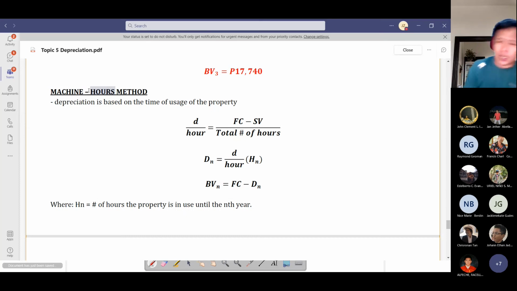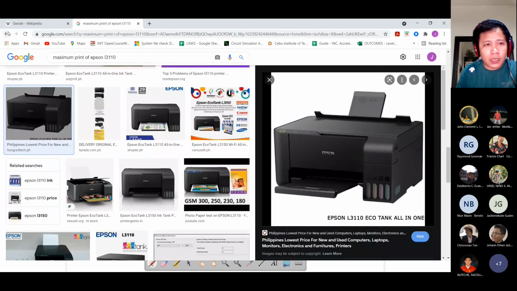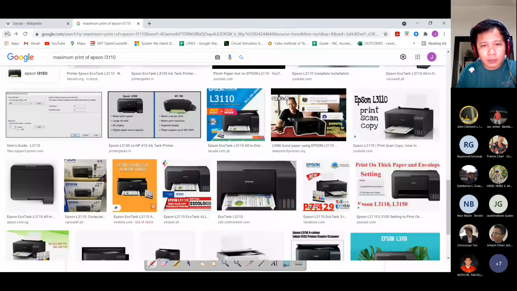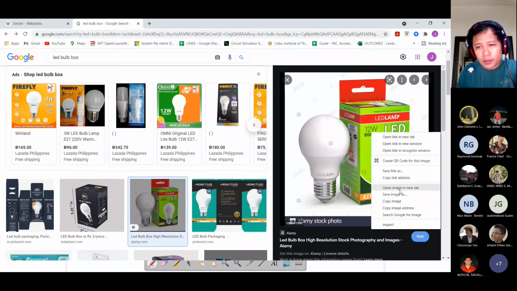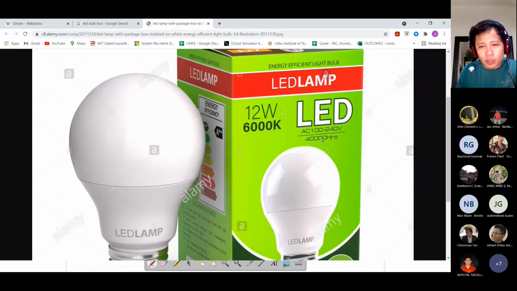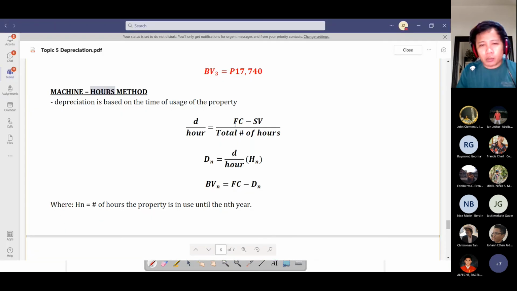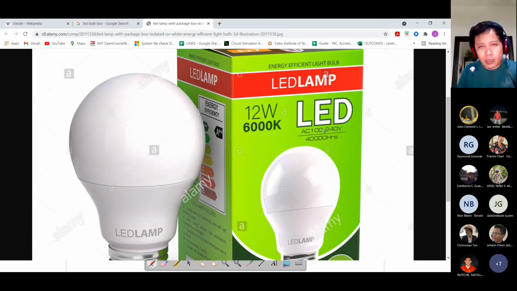So for example, let's say the sample we had earlier, the lamp. Okay, so it has a total of 40,000 hours. So every hour that the lamp is used, it depreciates. So it depreciates based on the total number of hours of use, if that is given for your equipment.